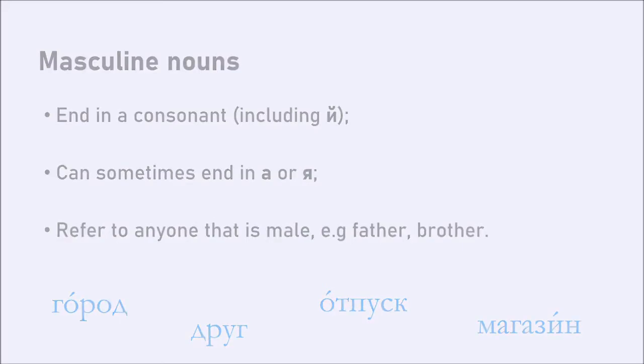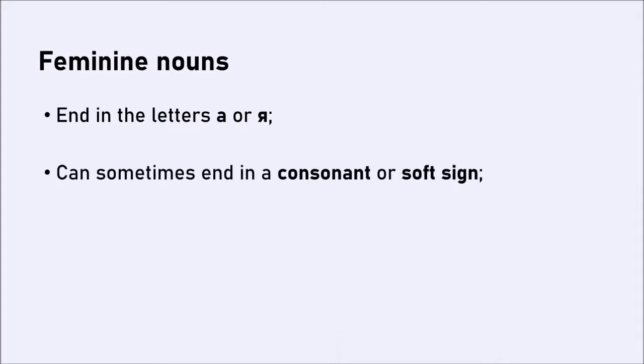Right, what about feminine nouns? Now, this is where the confusion arises. Yes, in the majority of cases, they end in the letters а or я. But remember, I did say that masculine nouns very rarely end in а or я. So if a word ends in а or я, it is more likely to be feminine. In fact, maybe not 9 times out of 10, but I would say 8 times out of 10, if it ends in а or я, it will be feminine, okay? And yes, sometimes they can also end in a consonant or a soft sign.